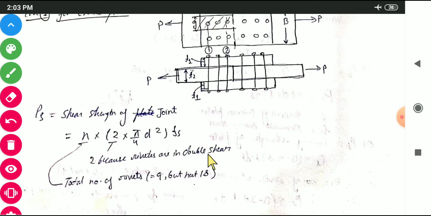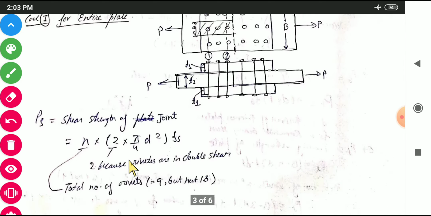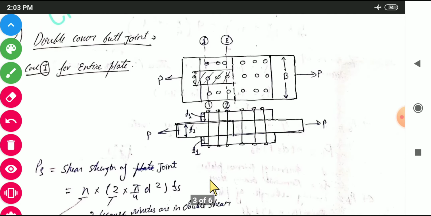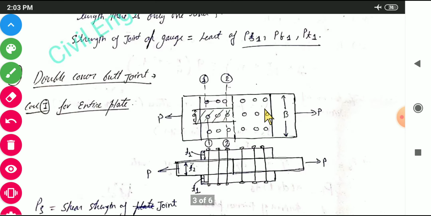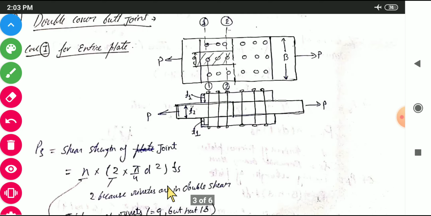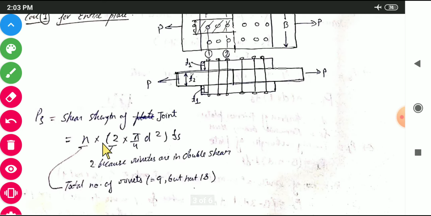So in lap joint we used to consider it 1 only because it was in single shear, but in this double cover butt joint we have rivets in double shear. So we will be taking 2 and n will be taken as 9 but not 18. So here the total number of rivets was 18. See, 1 2 3 4 5 6 and 6 3 is 18. So we have a total of 18 rivets, but we will be taking only one side of the plate, that is 9 rivets, right? So you'll have to notice this point, that it will be 9.